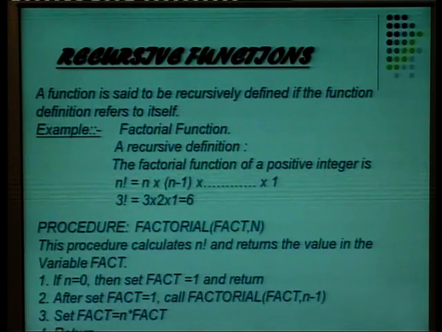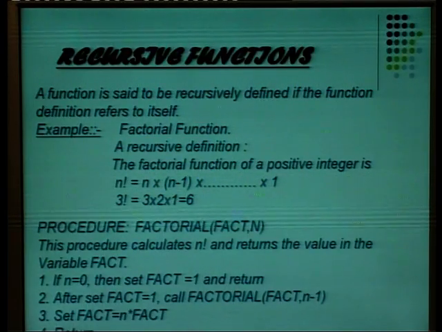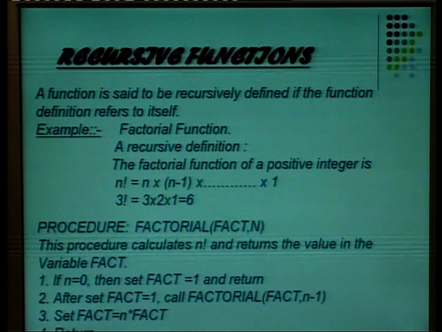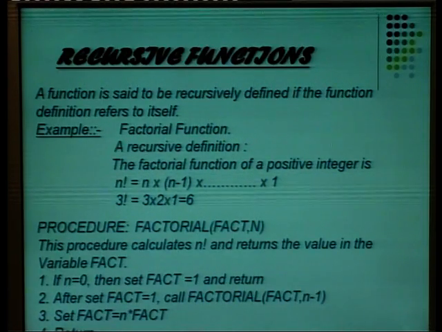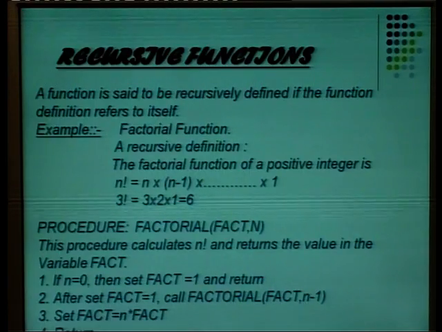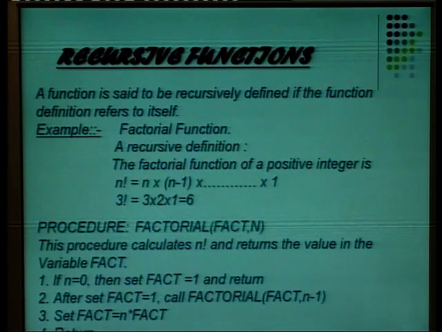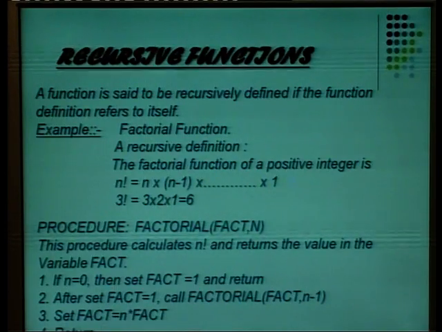This is the recursive function. A function is said to be recursively defined if the function definition refers to itself. For the factorial function, the recursive definition: the factorial of a positive integer n is n into n minus 1 into n minus 2, and so on up to 1. Like the factorial of 3 is 3 into 2 into 1.